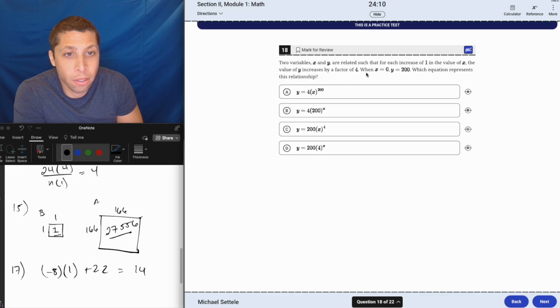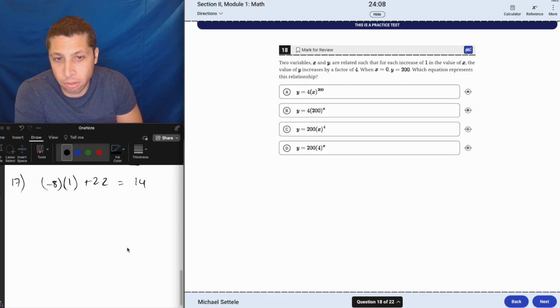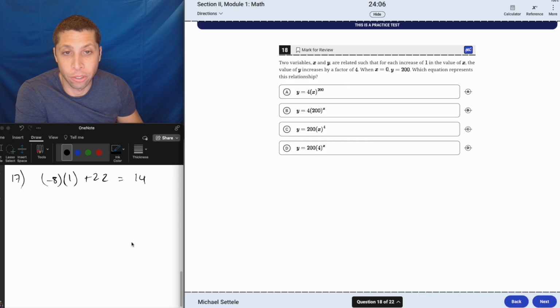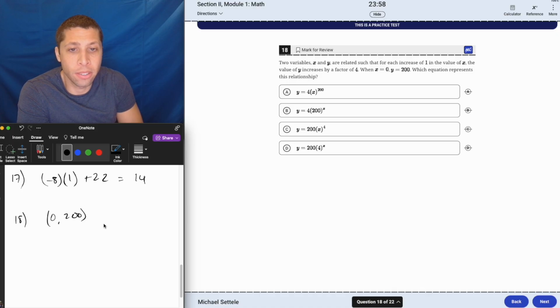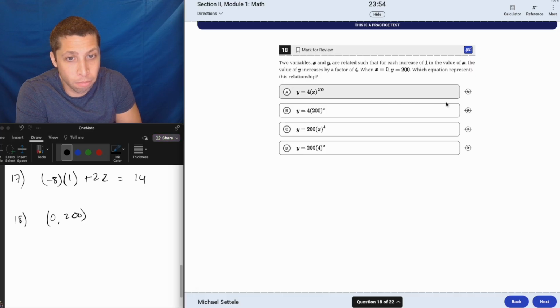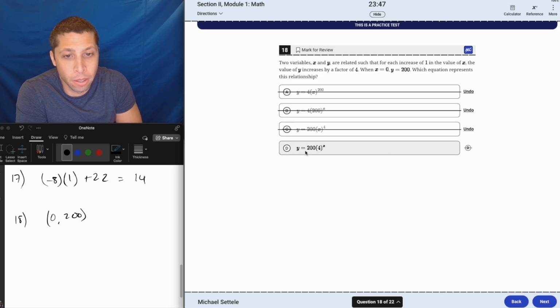Okay, plug points into equations. Don't complicate things. You're given equations in the choices, you're given a point. What is the point? The point is 0, 200, right? They wrote it stupidly, but that's the point. So if I plug in 0, this is going to become 0. If I plug in 0 here, I'm going to get 4. And then this would give me 0 as well. So 200 times 4 to the 0, so that's 200 times 1. It's the only one that works.